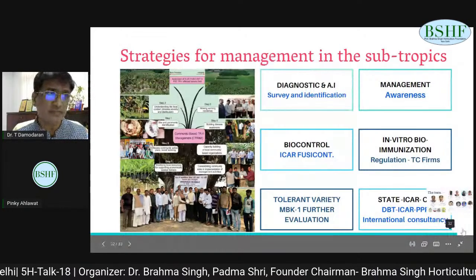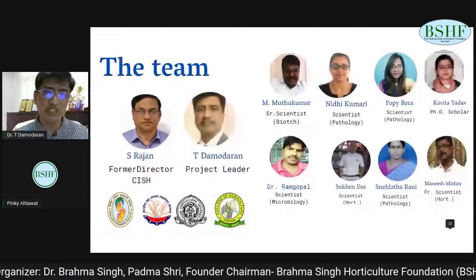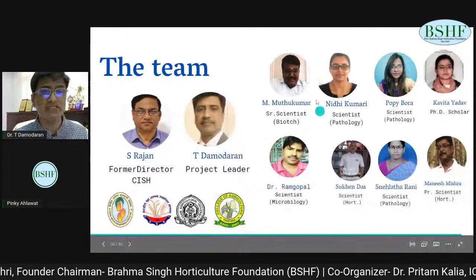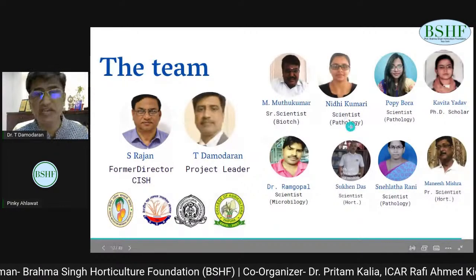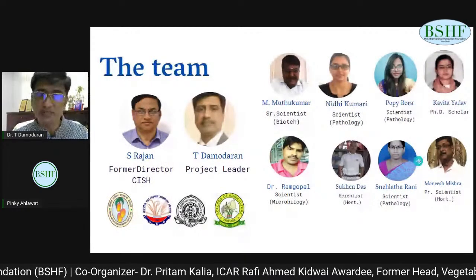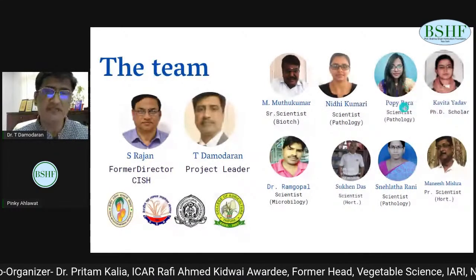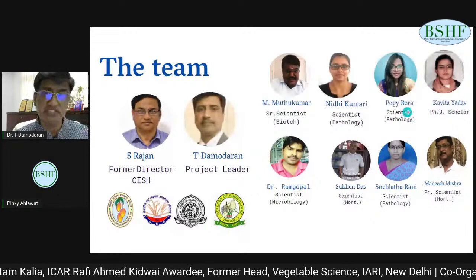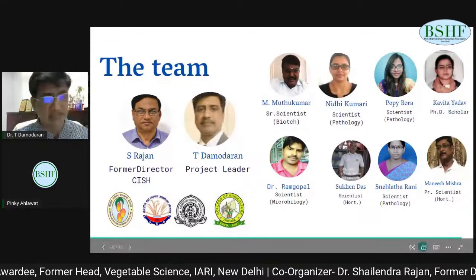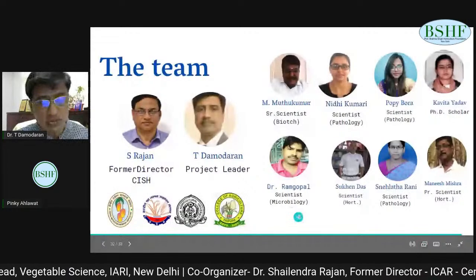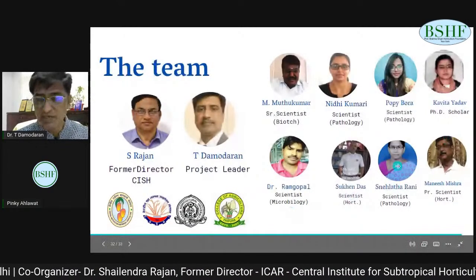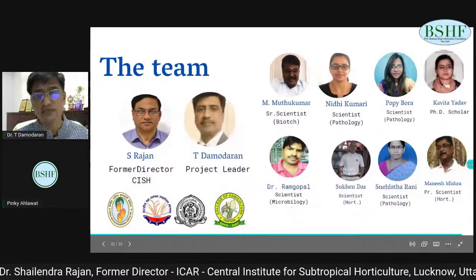So these were the team members who were associated, a very vibrant team. Dr. Muthukumar is a biotechnologist, Nitish is a pathologist working on diagnostics. Dr. Papi Bora from Assam Agriculture University has made a lot of FPOs and also isolated a lot of strains, taking the Fusicon technology and immunization to plants. Kavita Yadav had a PhD on race 4 and took it to Bihar. Dr. Sukandas is associated from Tripura, Snehlata Rani from Andhra, and Dr. Manish from the tissue culture sector.